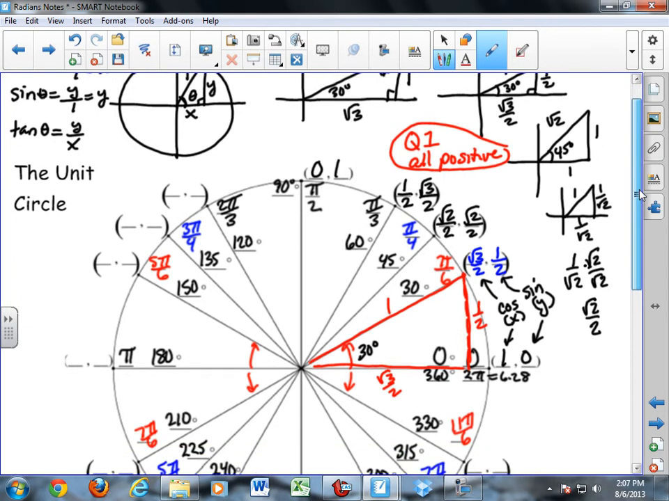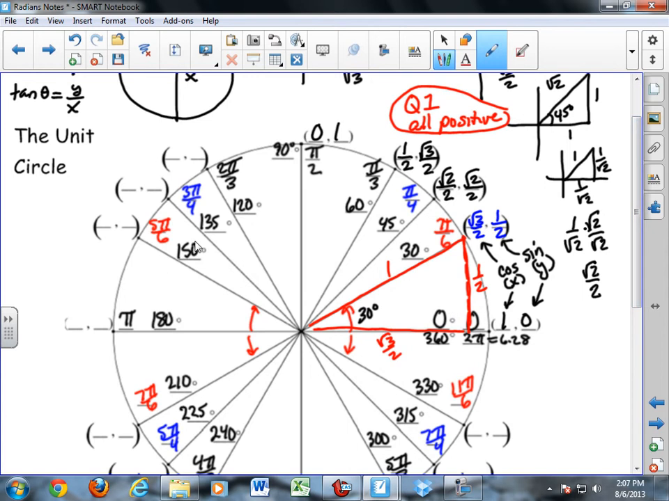Now going into quadrant 2, we encounter angles that are obtuse. I can't form a right triangle, so I have to use reference angles. So 150 degrees or 5 pi over 6 has a reference angle of 30, or pi over 6. 3 pi over 4 has a reference angle of 45. 2 pi over 3 has a reference angle of 60. So their sine and cosine values are going to be the same, except for the fact that cosine, or the x value, is negative in quadrant 2, because we're in the negative x direction. For example, this is negative 1, 0 here.